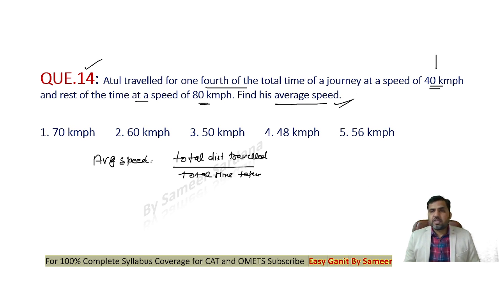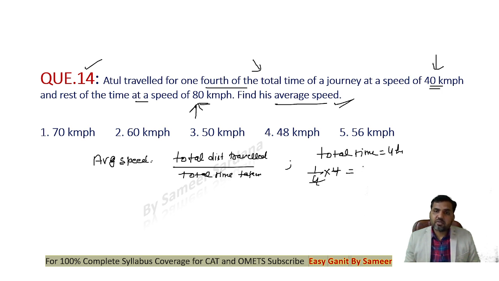Now the two speeds, one is 40 km per hour, another is 80 km per hour, with 1/4 of the time at the first. So whenever a question like this comes across, just assume the total time. Can I take the total time as 4 hours? So for 1/4 of the total time 4, that means for 1 hour I'm traveling at a speed of 40. For 3/4 of the total time, that means for 3 hours I'm traveling at a speed of 80.